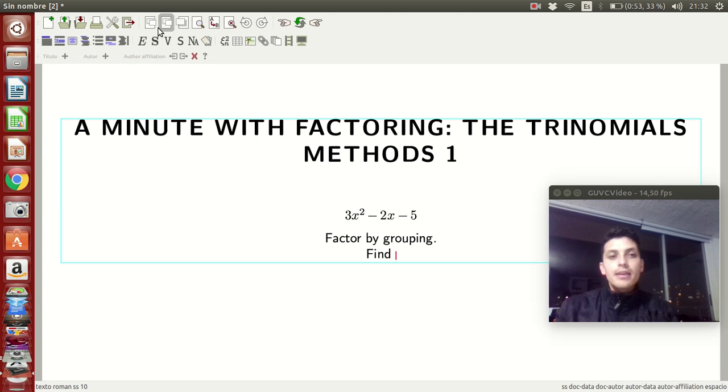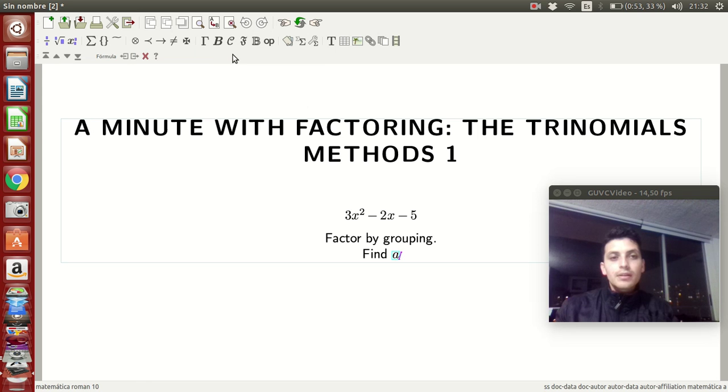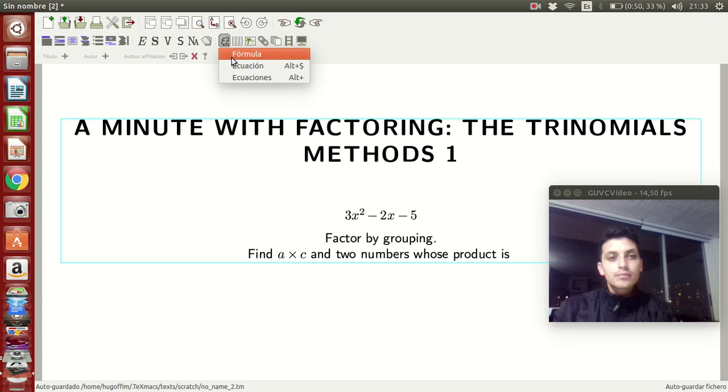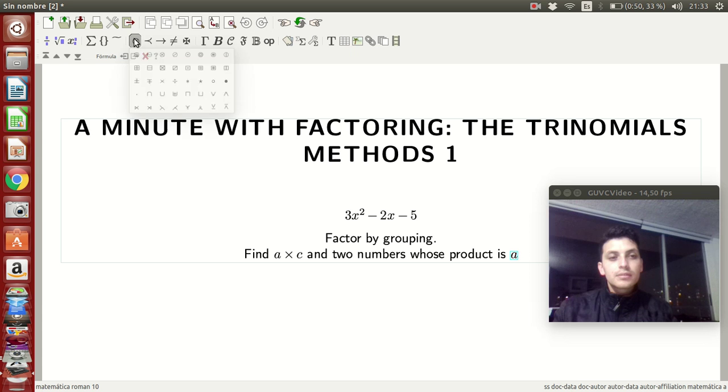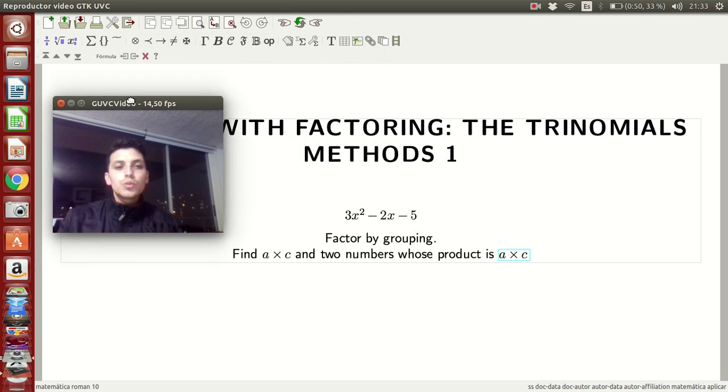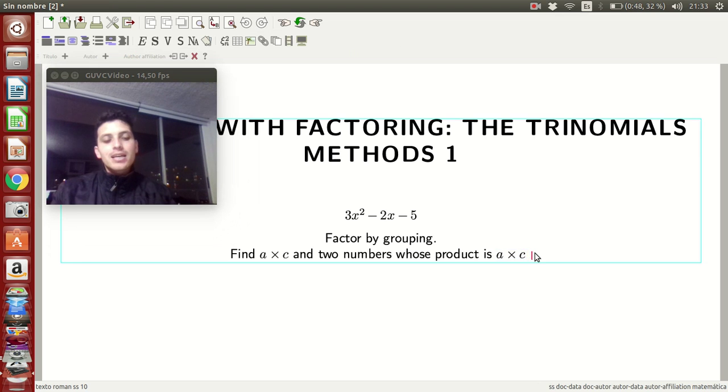Find A times C, and two numbers whose product is A times C and whose sum is B.